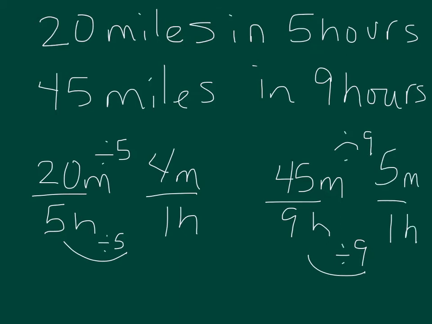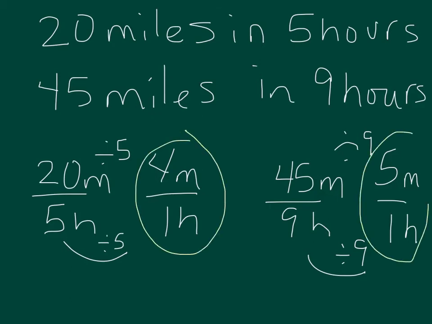So now what we want to do is look specifically at the reduced fractions and see if they are equivalent. In my mind, 4 miles in 1 hour is not the same as 5 miles in 1 hour. So these two rates are not equivalent.